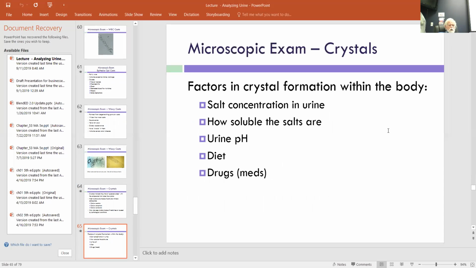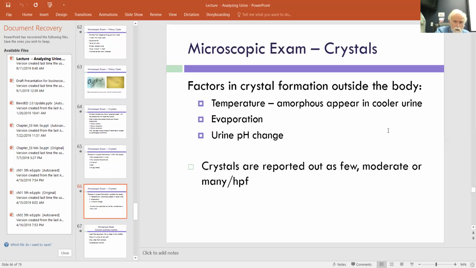So we get a high concentration of these things. It depends on how soluble they are. You're not going to see crystals of sodium chloride, for instance. Sodium chloride is way too soluble. It also depends on diet and what drugs you're taking. One of the things we look at in drug development is whether there are indications of kidney damage caused by the drug literally precipitating in the nephrons and causing more damage than the disease being treated.